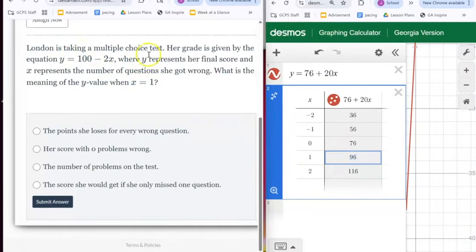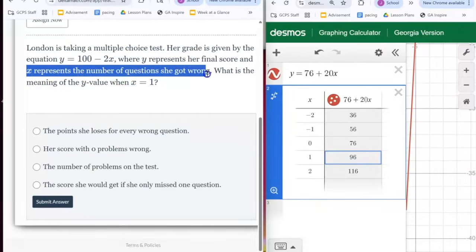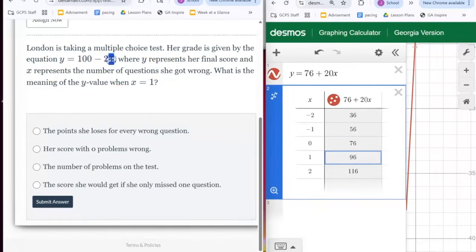So London is taking a multiple choice test. Her grade is given by this equation where y represents her final score. Okay, so y is my final score and x represents the number of questions she got wrong. So however many questions I got wrong, this is my final score. What is the meaning of the y value when x is equal to 1? So again, what is x? The number of questions I got wrong.